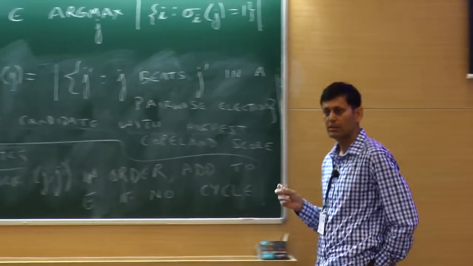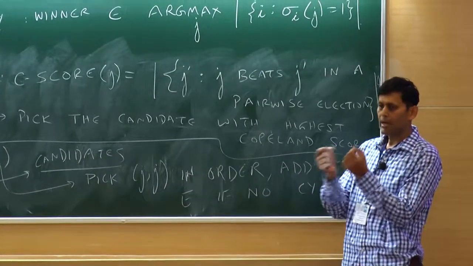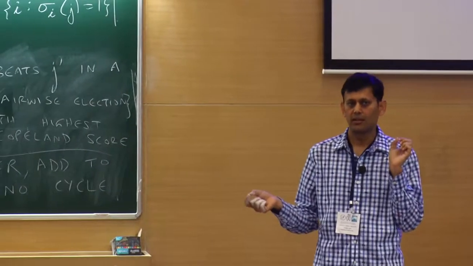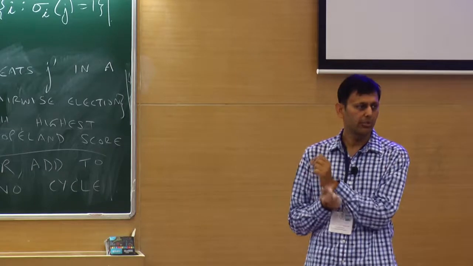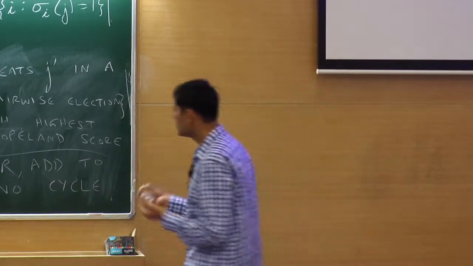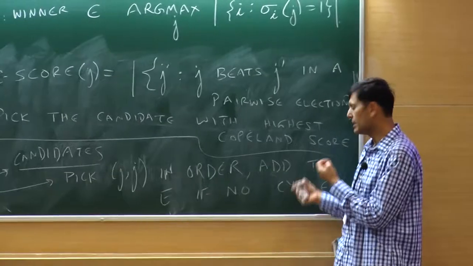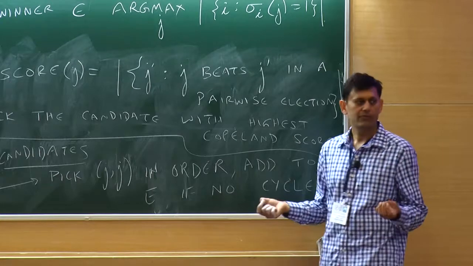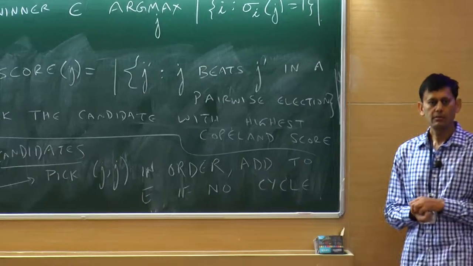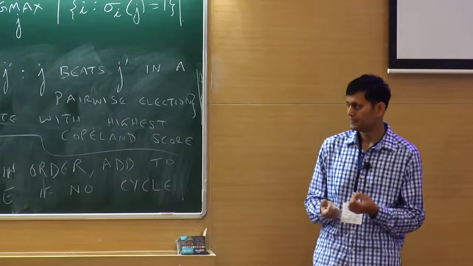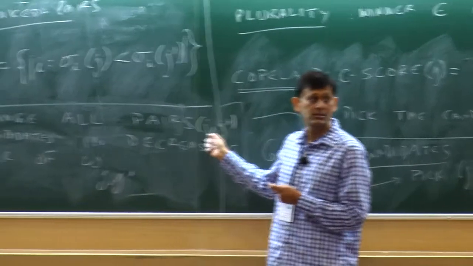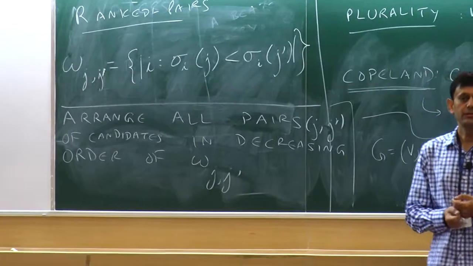Does this make sense? Okay. So basically the heaviest edge that exists is the first edge that's going to get picked. I'm going to keep adding these edges to E as long as there's no cycle. And because there's no cycle at the end, I'll be left with a DAG. And that DAG will have a source, and that source will be the rank pairs winner.